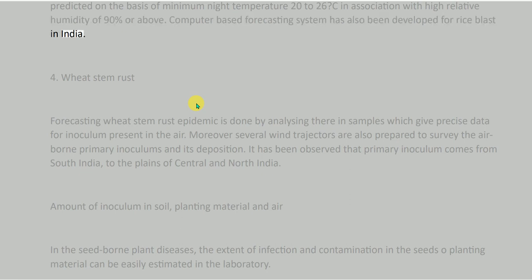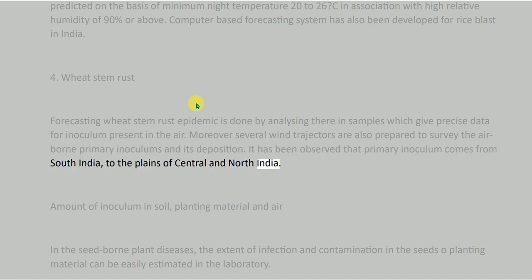4. Wheat stem rust. Forecasting of wheat stem rust epidemics is done by analyzing spore trap samples, which give precise data for inoculum present in the air. Moreover, several wind trajectories are also prepared to survey the airborne primary inoculum and its deposition. It has been observed that primary inoculum comes from South India to the plains of Central and North India.